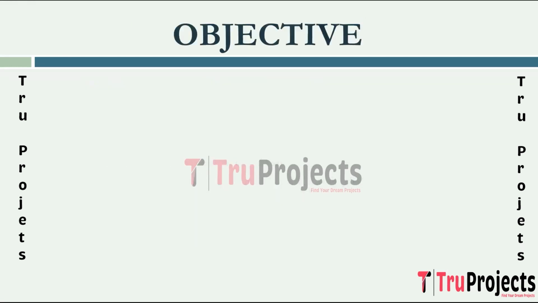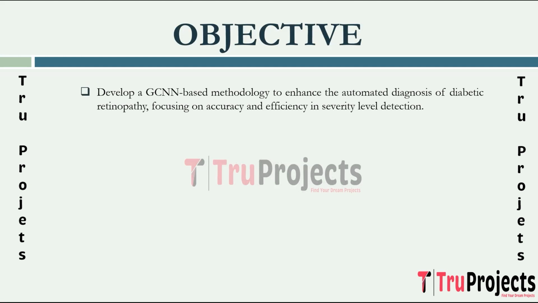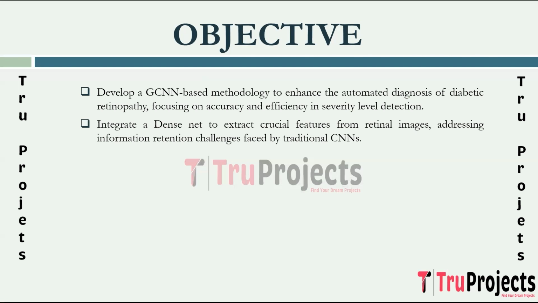Objective of the project. The objective of the project is to develop a deep learning methodology based on graph convolutional neural network, which is GCNN, for the automated diagnosis of diabetic retinopathy, aiming to improve the accuracy and efficiency of disease severity level detection in fundus images. The aim is to implement a novel approach by integrating DenseNet to effectively extract essential features from retinal images, addressing the challenge of retaining high quality information encountered in traditional convolutional neural networks.